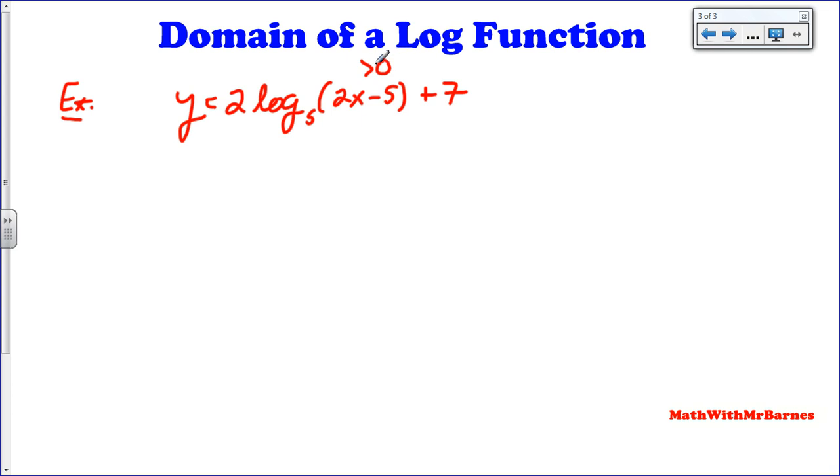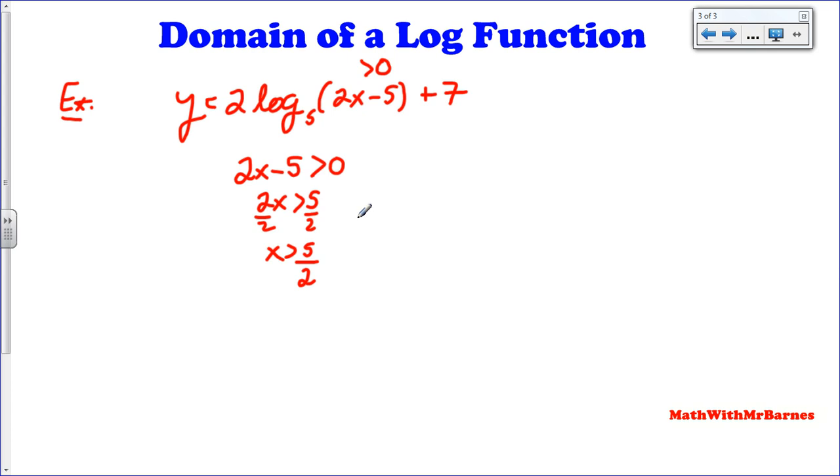Not greater than or equal to 0. It cannot be 0. It has to be greater than 0. So we take what's inside and very simply set it greater than 0, and then we have to solve for x. So we add 5 to both sides, so I get 2x is greater than 5, and divide both sides by 2. So we get x is greater than 5 over 2. So that's what the domain of this is.